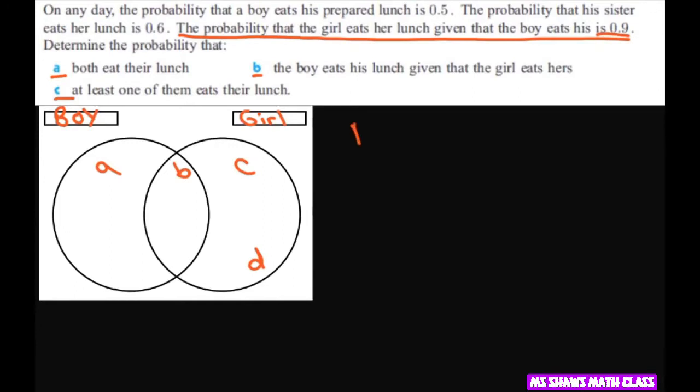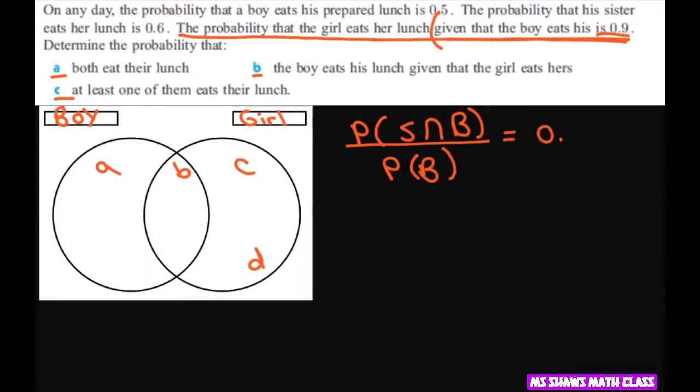So basically, the probability of the sister and the boy, divided by the probability of the given, the boy, equals 0.9. All right, so we're going to solve for A and B this way. Let the probability of S and B be just B, since A is only the boy part. So this part is just your B. And then the probability of the boy is both of these, A plus B. So that's going to be equal to 0.9.